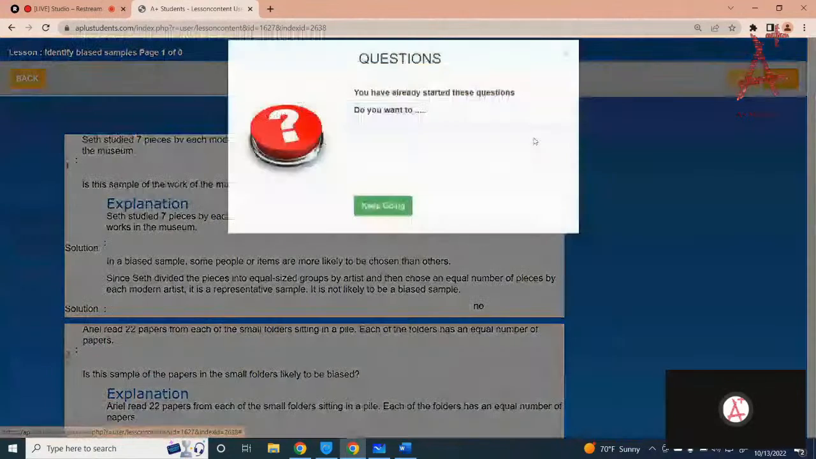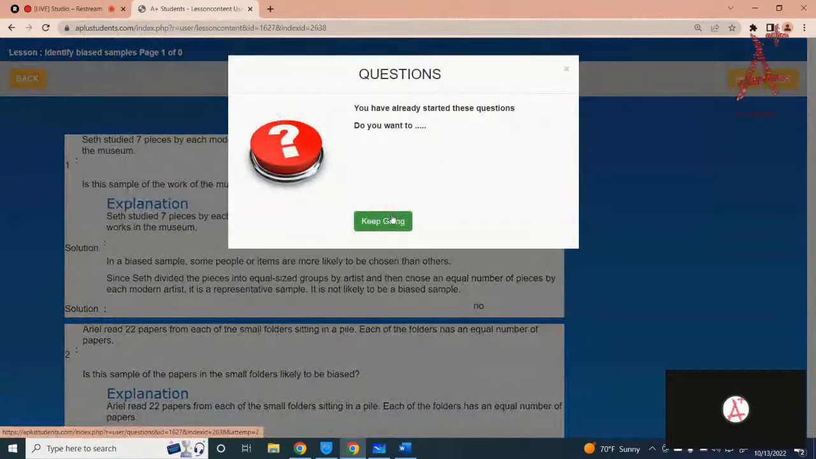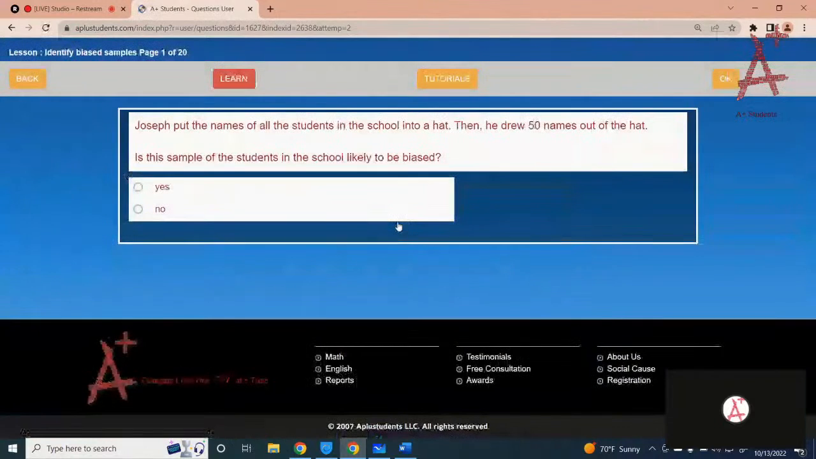Okay, let's start with a test. Joseph put the names of all the students in the school into a hat. Then he drew 15 names out of the hat. Is the sample of the students in the school likely to be biased?